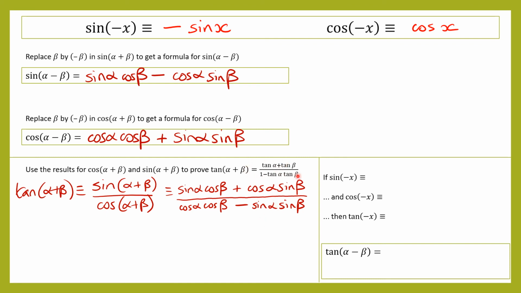Now remember what this identity looks like for tan of alpha plus beta. We get everything in terms of tan. So pause the video and have a think. What can we do to this fraction to make it look like that? If you need a clue, then look at the first term in the denominator. Look at what it is at the moment. Look at what we would like it to become. Pause the video and have a think. What should we do?